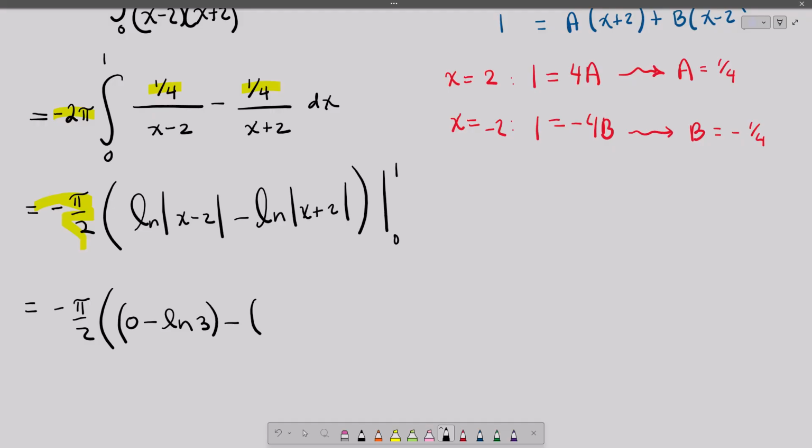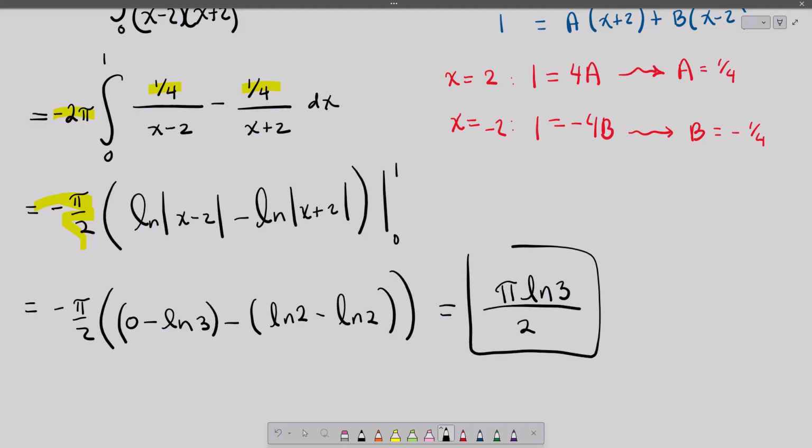That's for the upper limit. If we plug in the lower limit, we get natural log of 2 minus natural log of 2. Are we jamming with this? So we get pi ln 3 all divided by 2. Right, John? Do we agree? Yeah. Okay. Done.